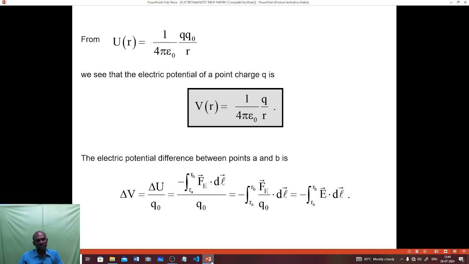The electric potential difference between two points A and B. Like deriving potential, here we can find the potential difference between two points. So ΔV is the potential difference between two points. ΔU by Q₀, where ΔU can be found by integrating F from the limit r_A to r_B, then dividing by Q₀, we get the integral of E dl. In this way we can relate the potential difference and electric field intensity.